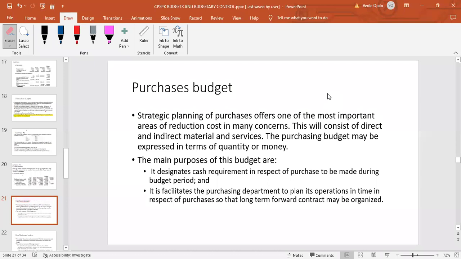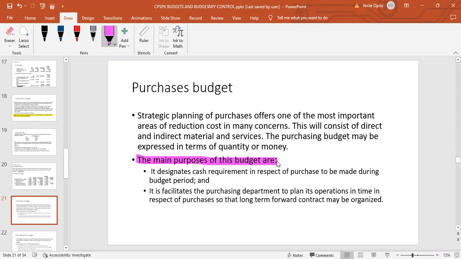The purchases budget shows how many units the business intends to purchase, especially in terms of materials, direct materials, indirect materials, so that they can show as much as they're showing in terms of units, but also quantify it in monetary terms, so that they can establish exactly how much they would need in order to acquire those items.